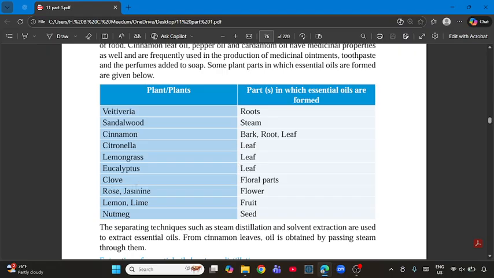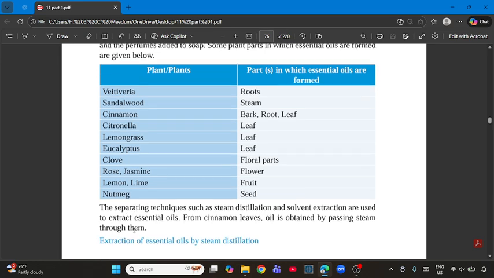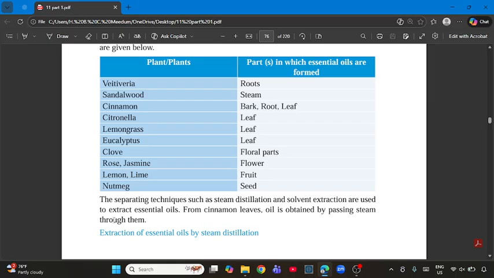Clove, floral parts. Clove, you know, the floral part, which most of the time you have seen on TV commercials where they used them for toothpaste. Rose, jasmine flower for the fragrance, for adding to soaps, perfumes. Lemon and lime from fruit and nutmeg from seed. The separating techniques such as steam distillation and solvent extraction are used to extract essential oils.